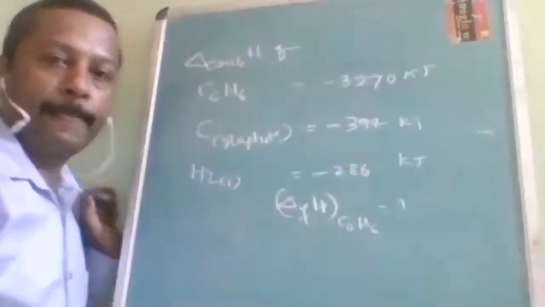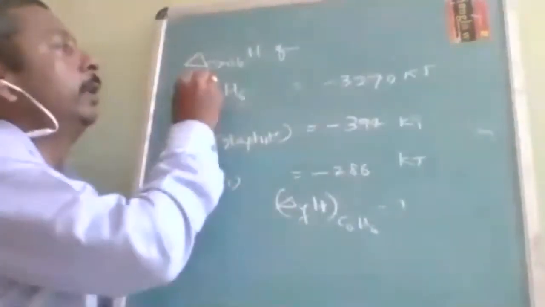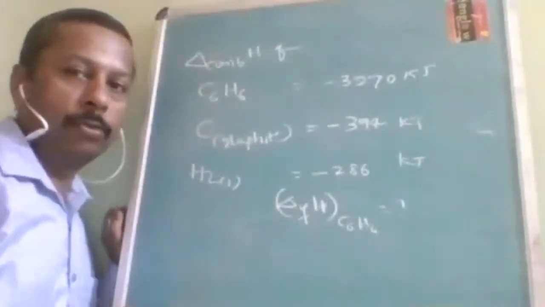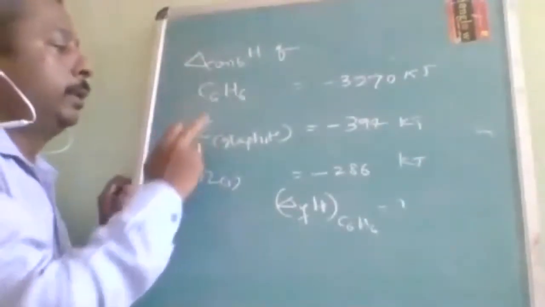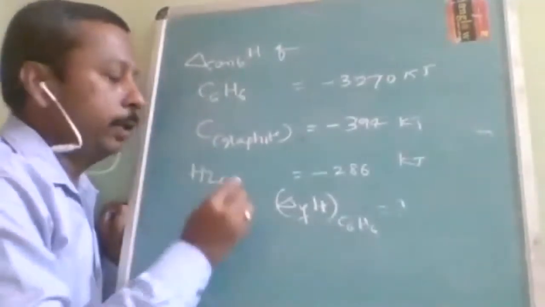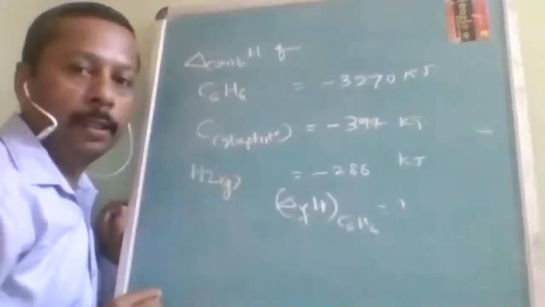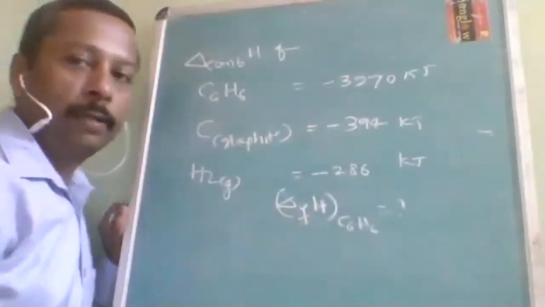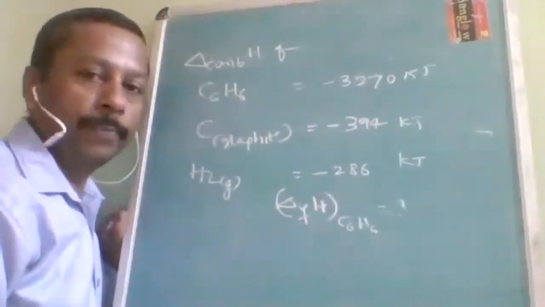In this question, we are given the enthalpy of combustion of three things: benzene, C6H6, carbon in the graphite form, and hydrogen in the elementary gaseous form. These three values are given. By using them, you have to find the enthalpy of formation of benzene.